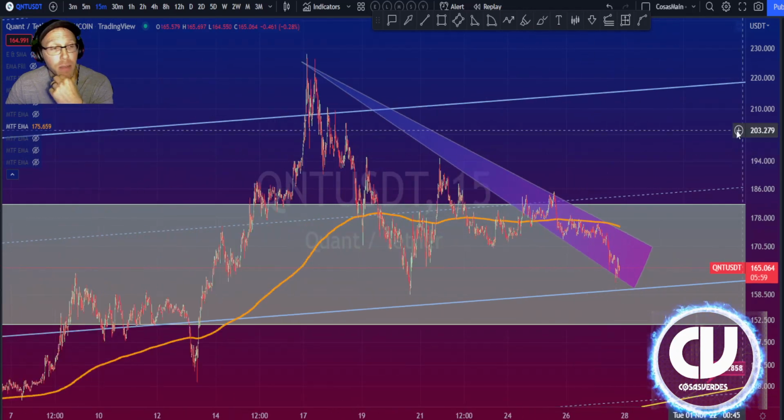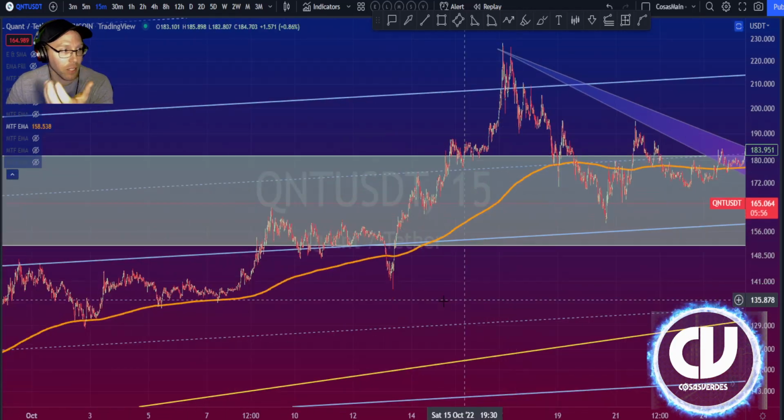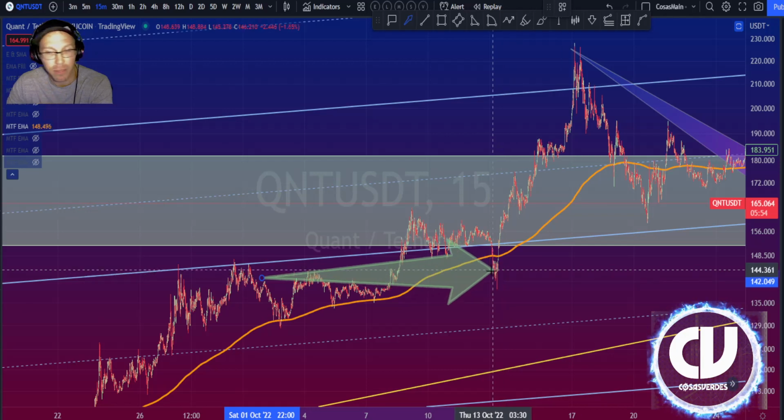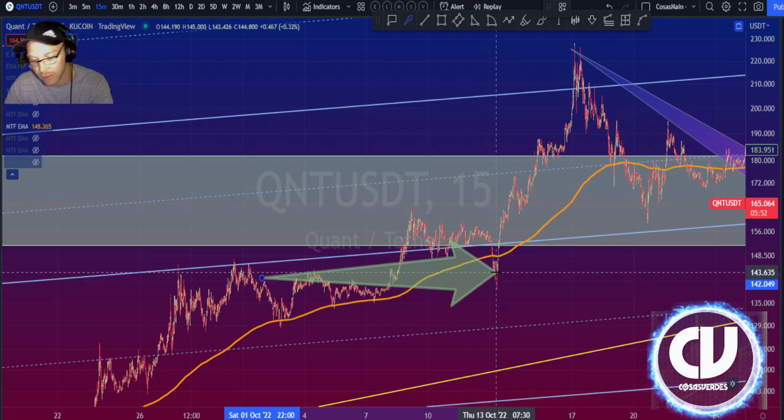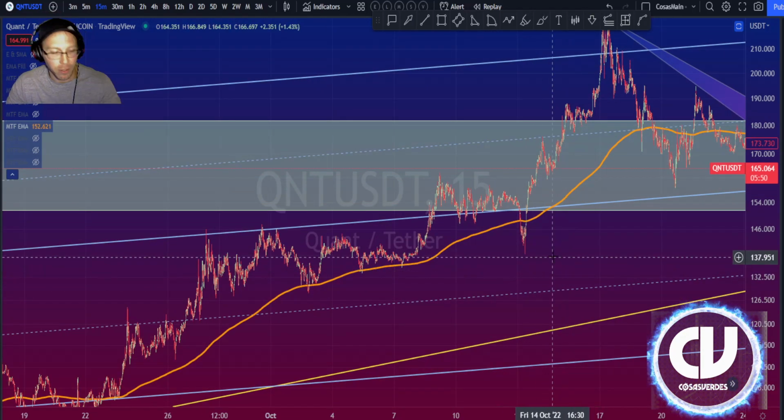But it also means big money is interested in this coin. I can tell just by this stuff. This doesn't happen on coins that are retail driven. It doesn't happen, or it doesn't happen regularly. And on here it does.